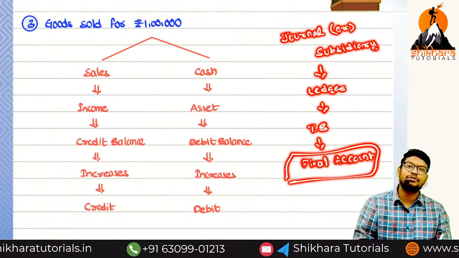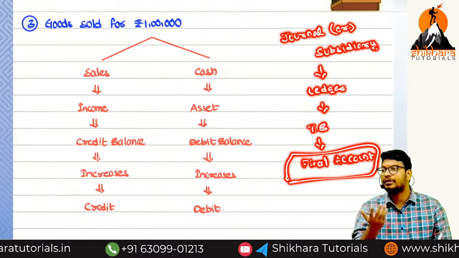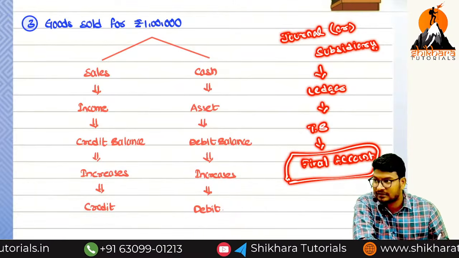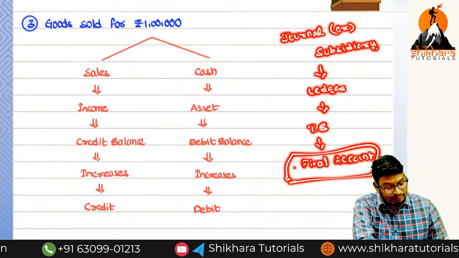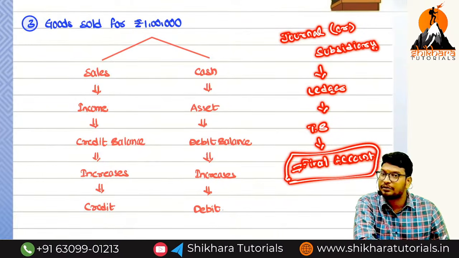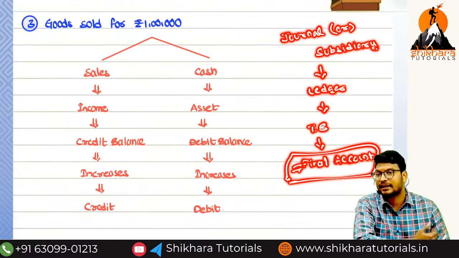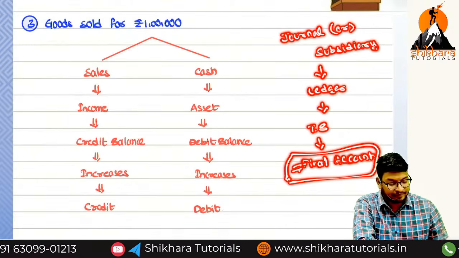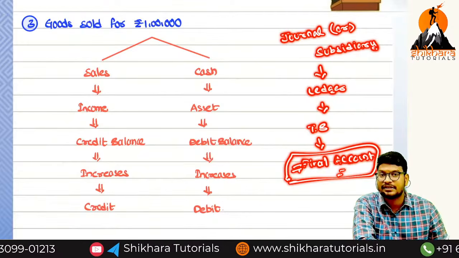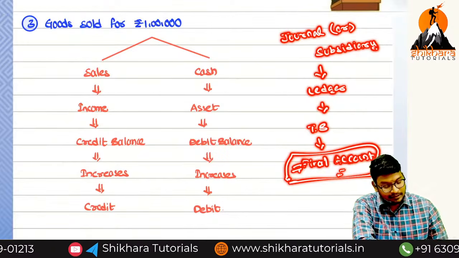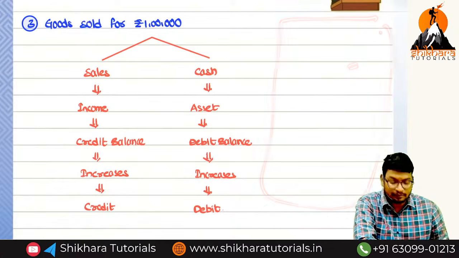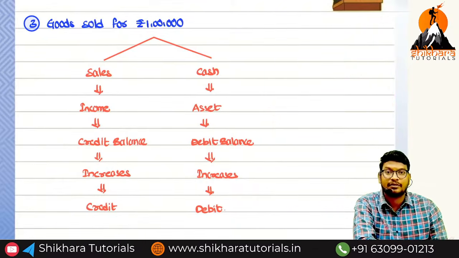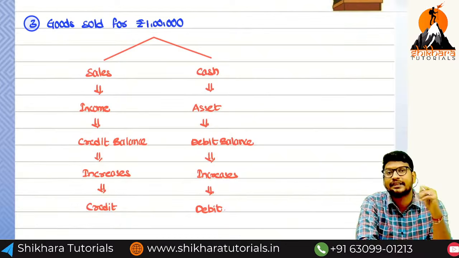Yes or no? What are the two main objectives of accounts? To find out the profit or loss of the business, or to find out the financial position of the business. In order to find out the profit or loss, which account do we have to prepare? P&L account or trading account. Or in order to find out the financial position, we have to prepare the balance sheet. All these things you know, but we have to go through this whole process once again, because there is a concept called rectification of errors.